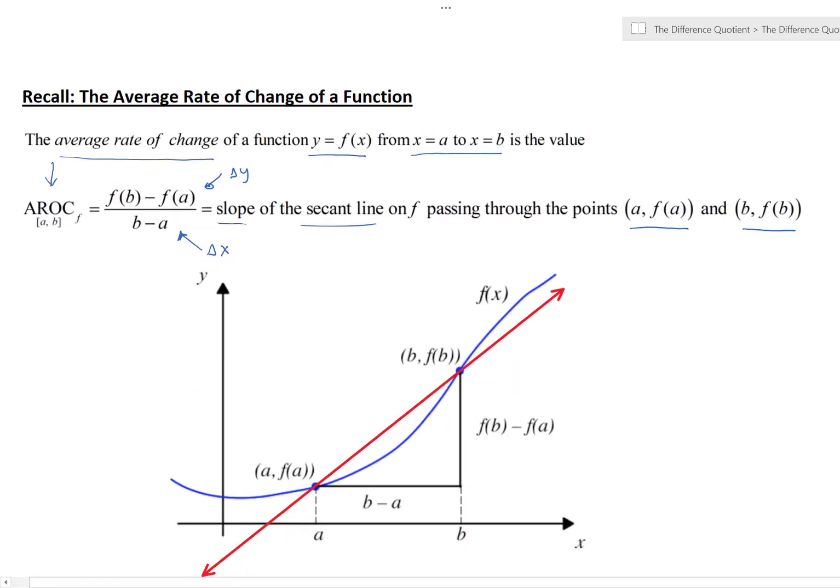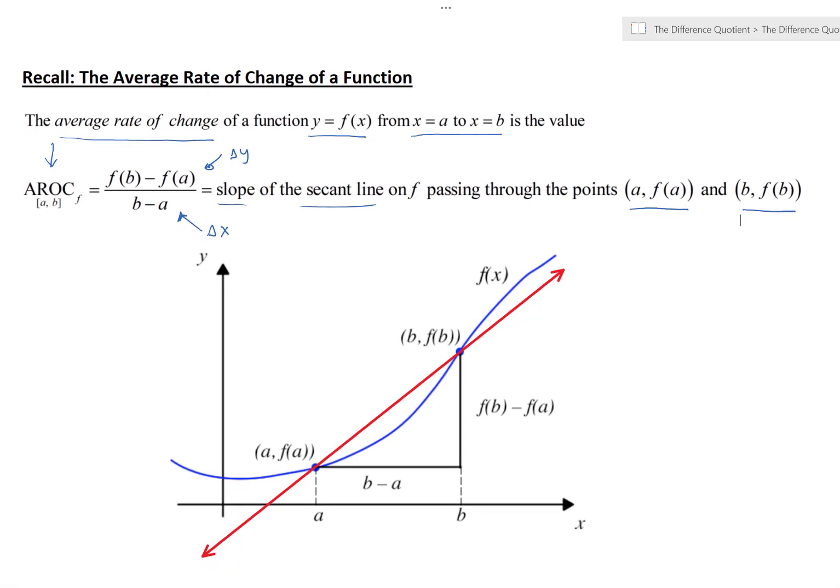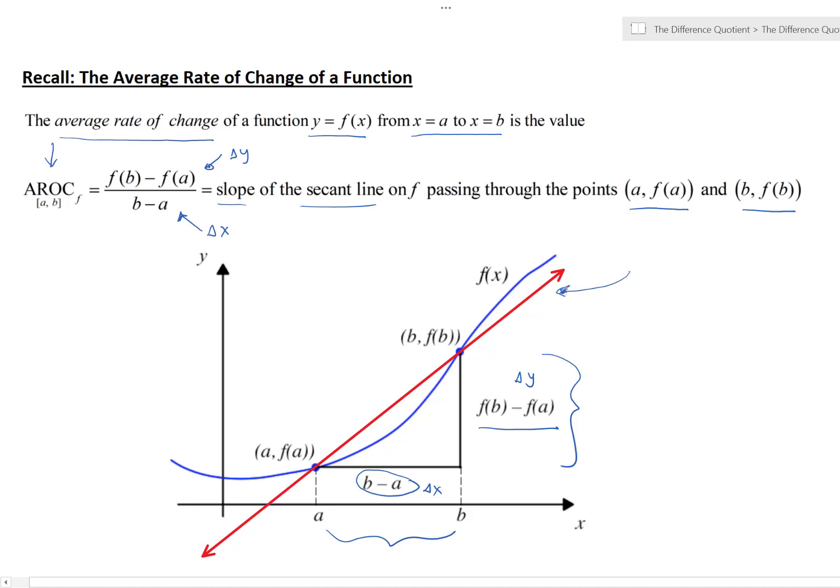Here's a picture of it, and remember here we got in the picture interval a to b, so the change from a to b is just the value b minus a. That's the change in the x direction. And the change in the output direction up here is just the value f of b minus f of a. That's the change in the output. And this secant line right here, the red line, is the secant line through the 2 points a comma f of a and b comma f of b, and that line has slope which is equal to the average rate of change of the function over the interval a to b. So there's your refresher.